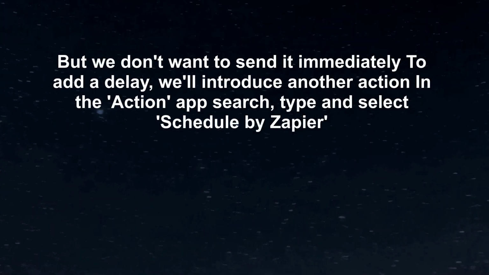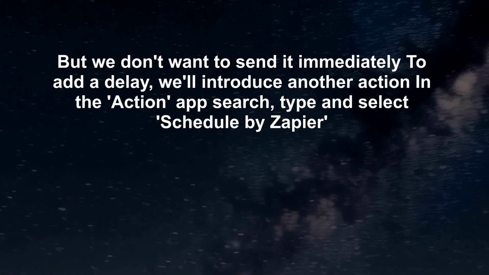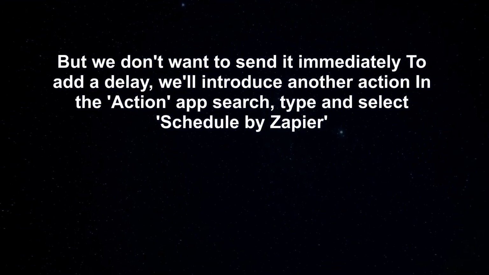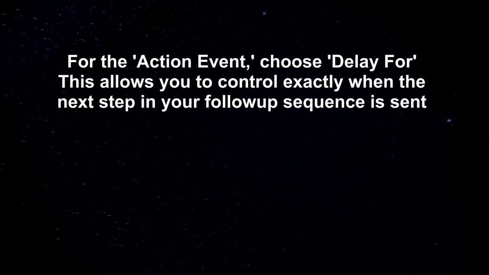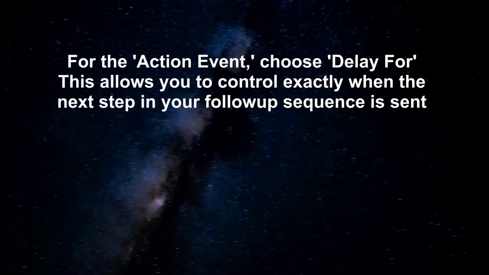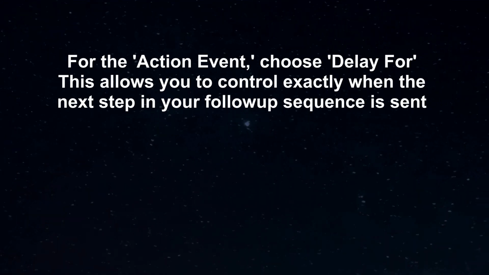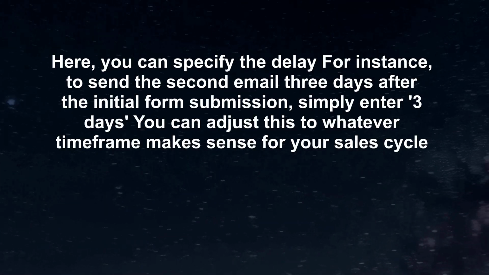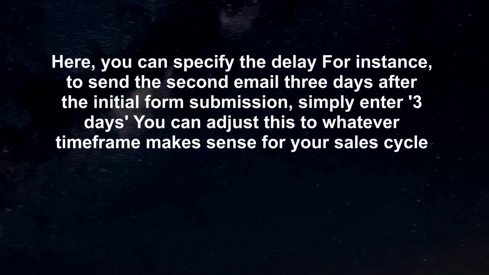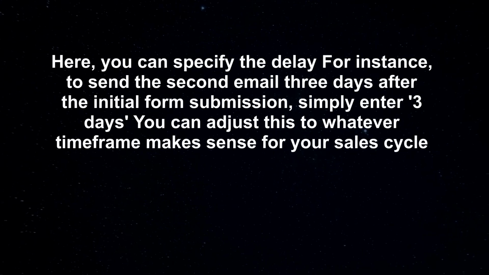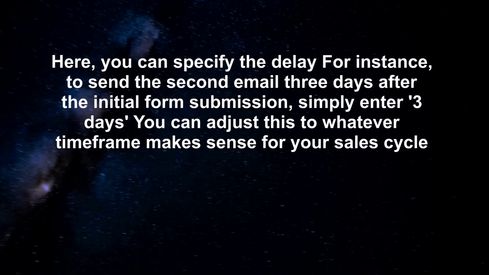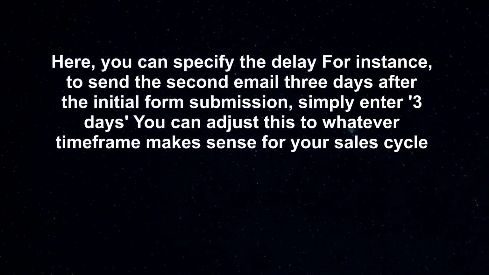But we don't want to send it immediately, so let's add a delay. We'll introduce another action. In the Action app search, type and select Schedule by Zapier. For the action event, choose Delay. This allows you to control exactly when the next step in your follow-up sequence is sent. Here, you can specify the delay, for instance, to send the second email 3 days after the initial form submission. Simply enter 3 days. You can adjust this to whatever time frame makes sense for your sales cycle.